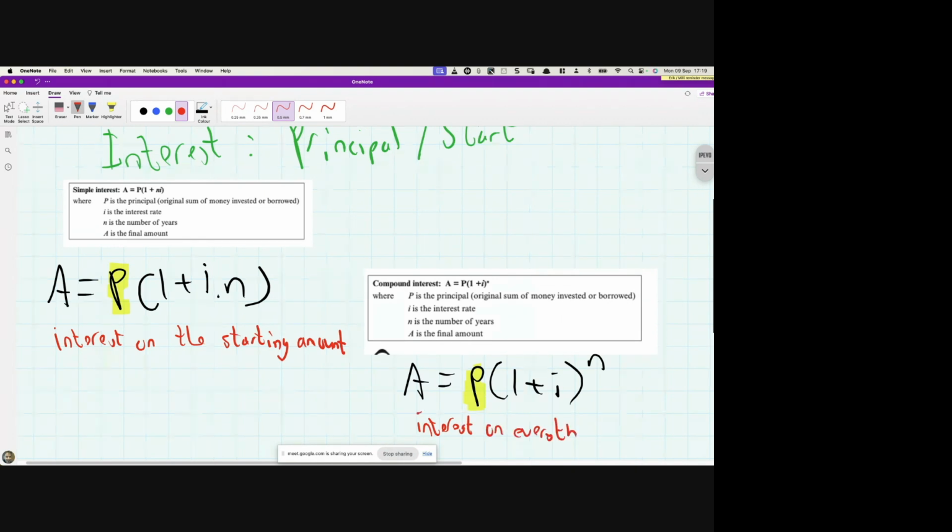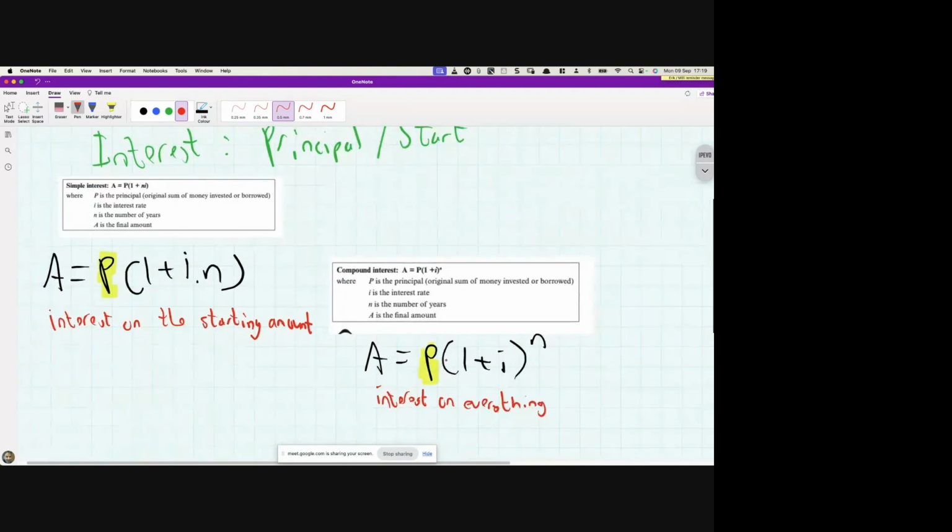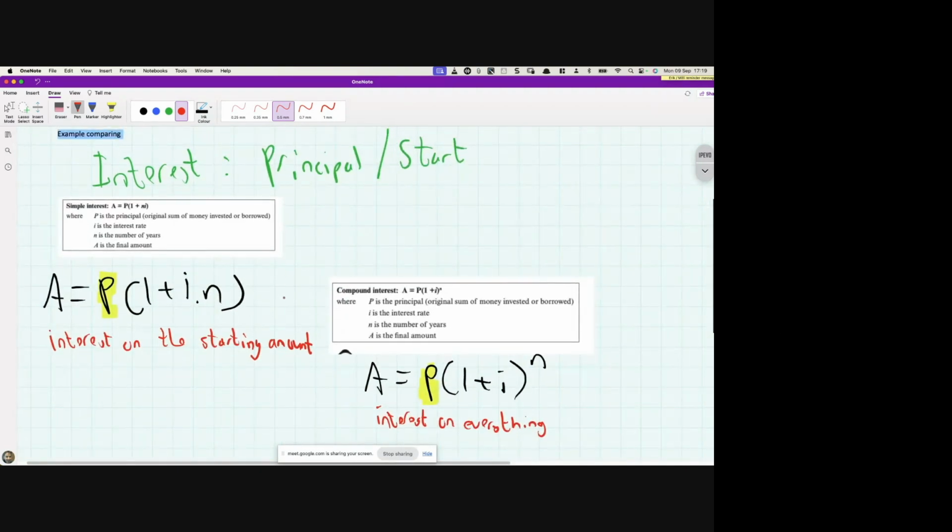everything. Now, because of the time today, I'm not going to go into a super deep explanation of the difference. I think a lot of you will have seen this before, but what you need to know is compound interest tends to grow more quickly because you get interest on interest or interest on everything, whereas simple interest grows more slowly because you only get interest on the starting amount or the principal.